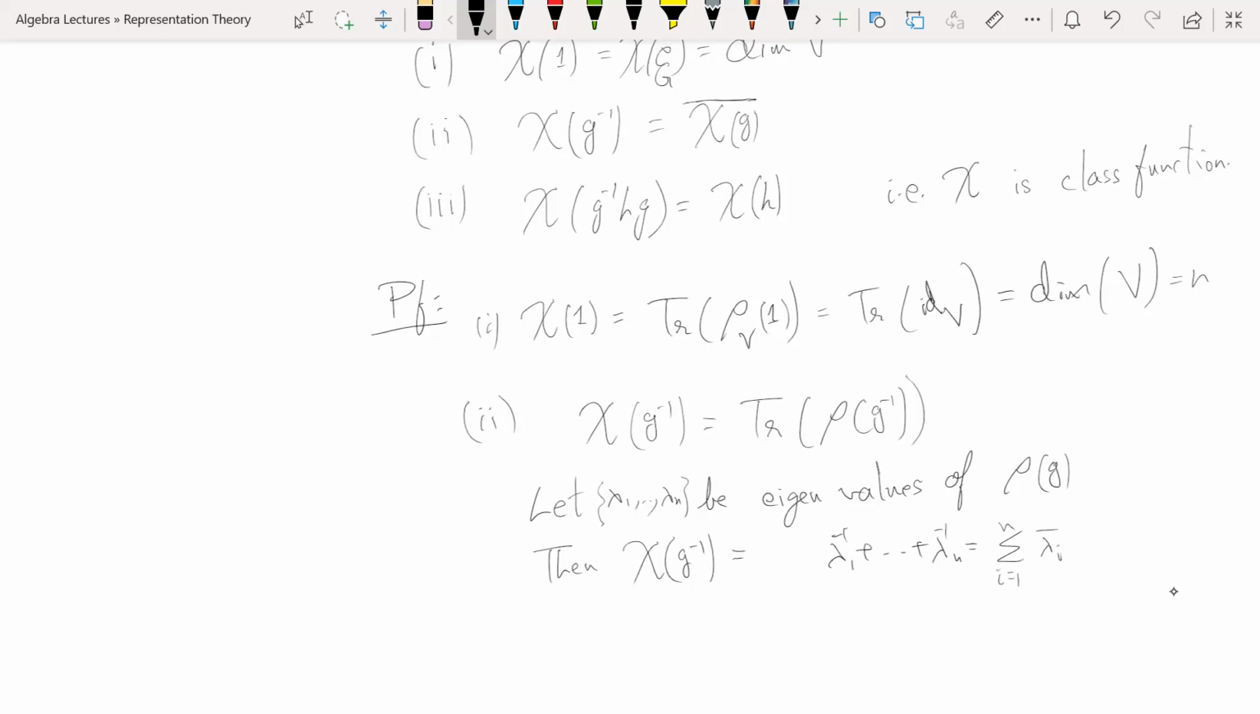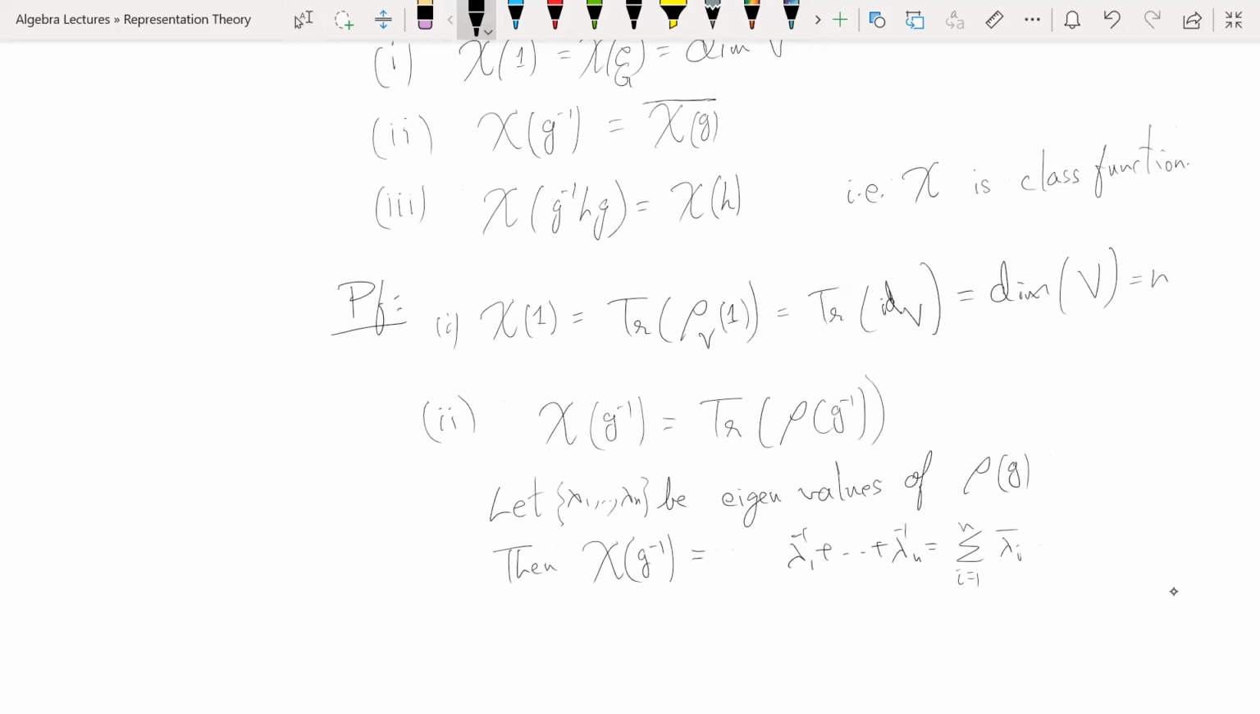But the summation of lambda i bar is the same as chi g bar. That is what we want. So you can just take the bar after adding. So that tells you number 2, and now for number 3.